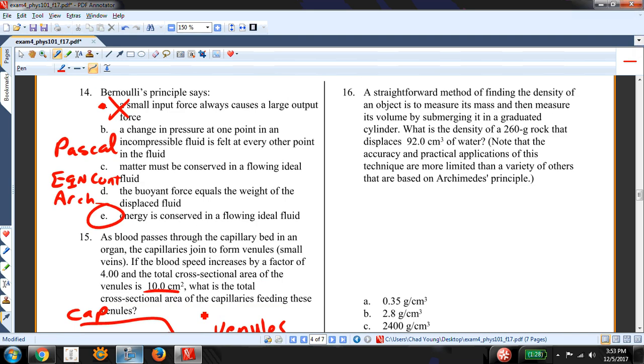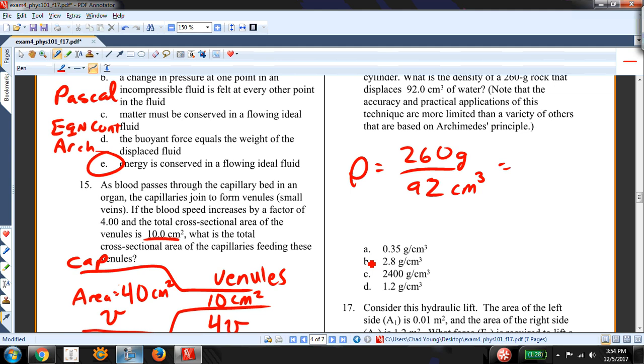Okay, this was from OpenStax too. I'm not going to read it. To find the density, I say the mass over 92. And 260 over 92, that's about 3, so B is the right answer for 16.